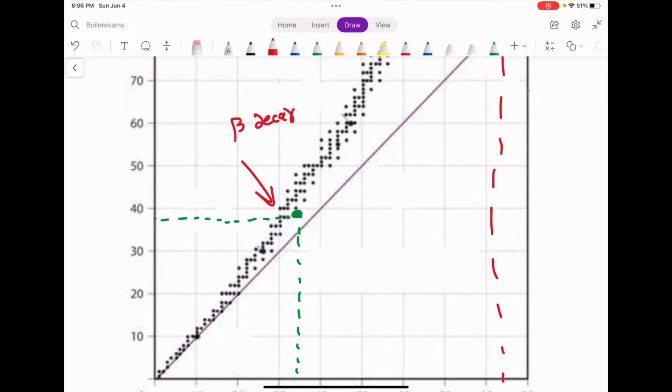And if we're down here, whoa, that was terrible. Arrow. If we're down here, we will do electron capture or positron emission.